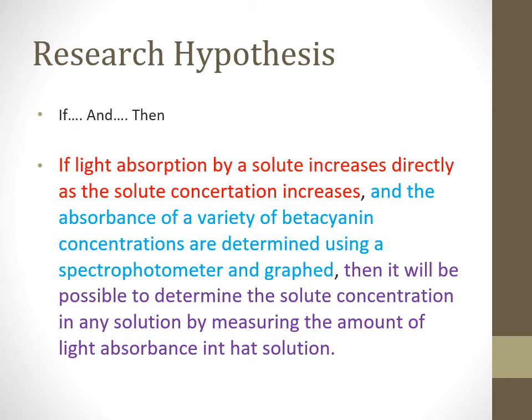After the word and, you tell the reader what your basic experimental setup was, followed by the word then, which is what you predict will happen if your explanation is right. So for example, for this week, we might say, if light absorption by a solute increases directly as the solute concentration increases, and the absorbance of a variety of beta cyanin concentrations are determined using a spectrophotometer and graphed, then it will be possible to determine the solute concentration in any solution by measuring the amount of light absorbance in that solution.